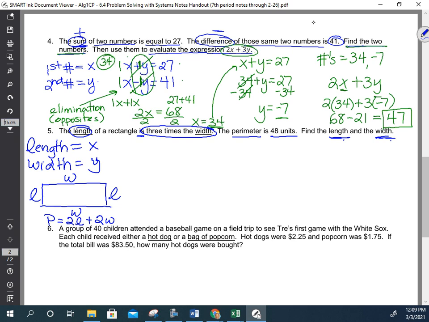So, x equals 3 times, since the width is y, we use y. Everything you said was correct. Length is x, means equals 3 times the width, which is y. X equals 3y. Any questions on how we got that first equation?